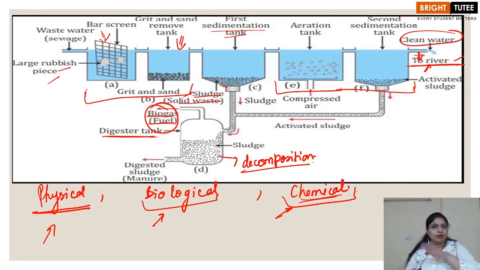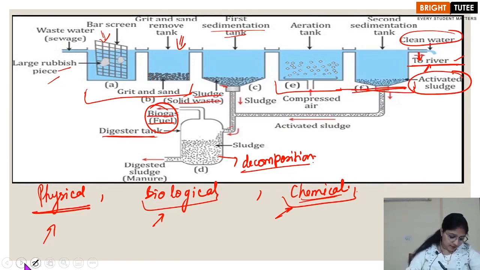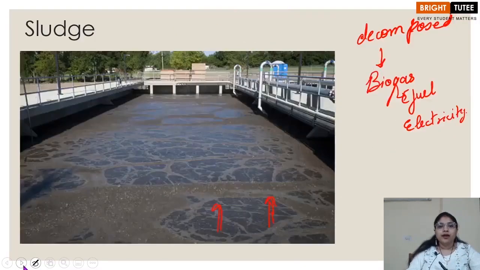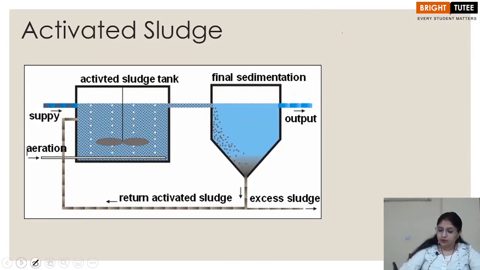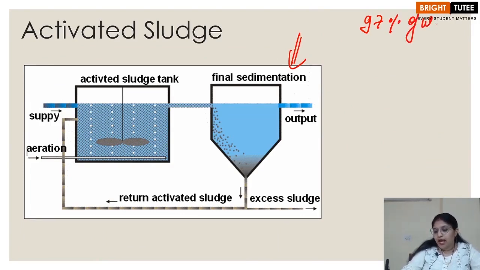Once the microbes and whatever they have decomposed settle down, what will happen? The formation of activated sludge takes place. Now this activated sludge is 97% water, right? So this is what we call the activated sludge. This activated sludge is 97% water, and as you can see, this is how the aeration takes place. So over here you can see the aeration is taking place, the water is supplied.